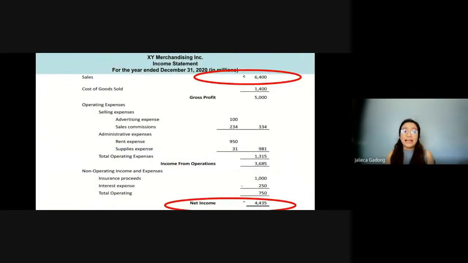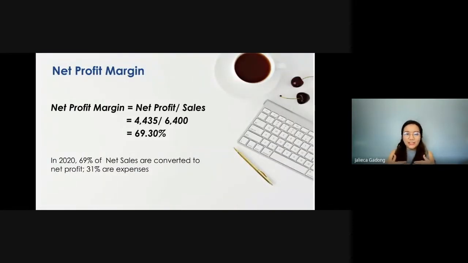So we have here an example of an income statement to illustrate that. So I want you to focus on the values that we're going to use. So we have here sales, that's 6,400. And then the net income, which is 4,435. So these are the only amounts encircled because as we go back to the formula, as we remember the formula, these are the only values that we have to use. So substituting values in the formula, we get 69.30%.